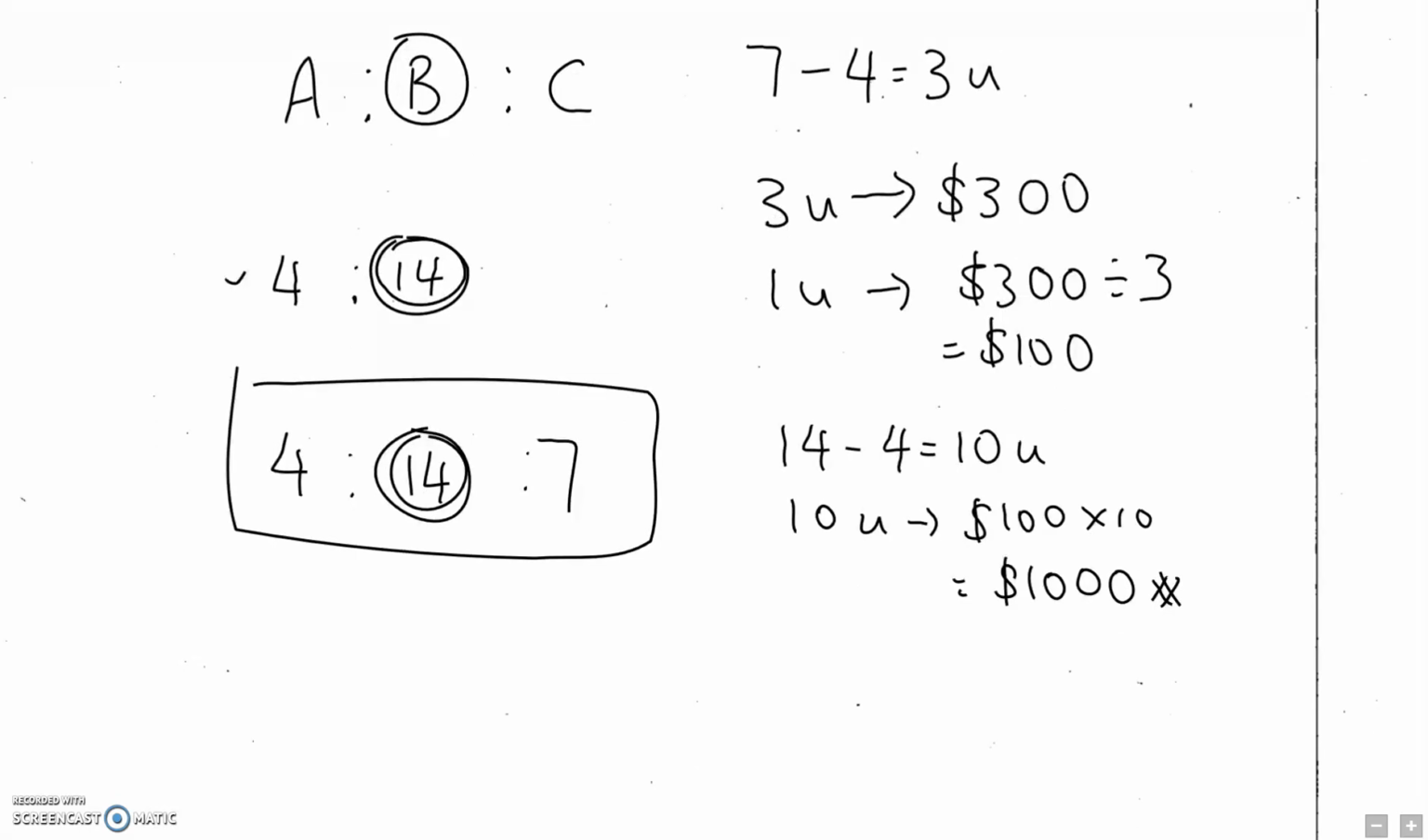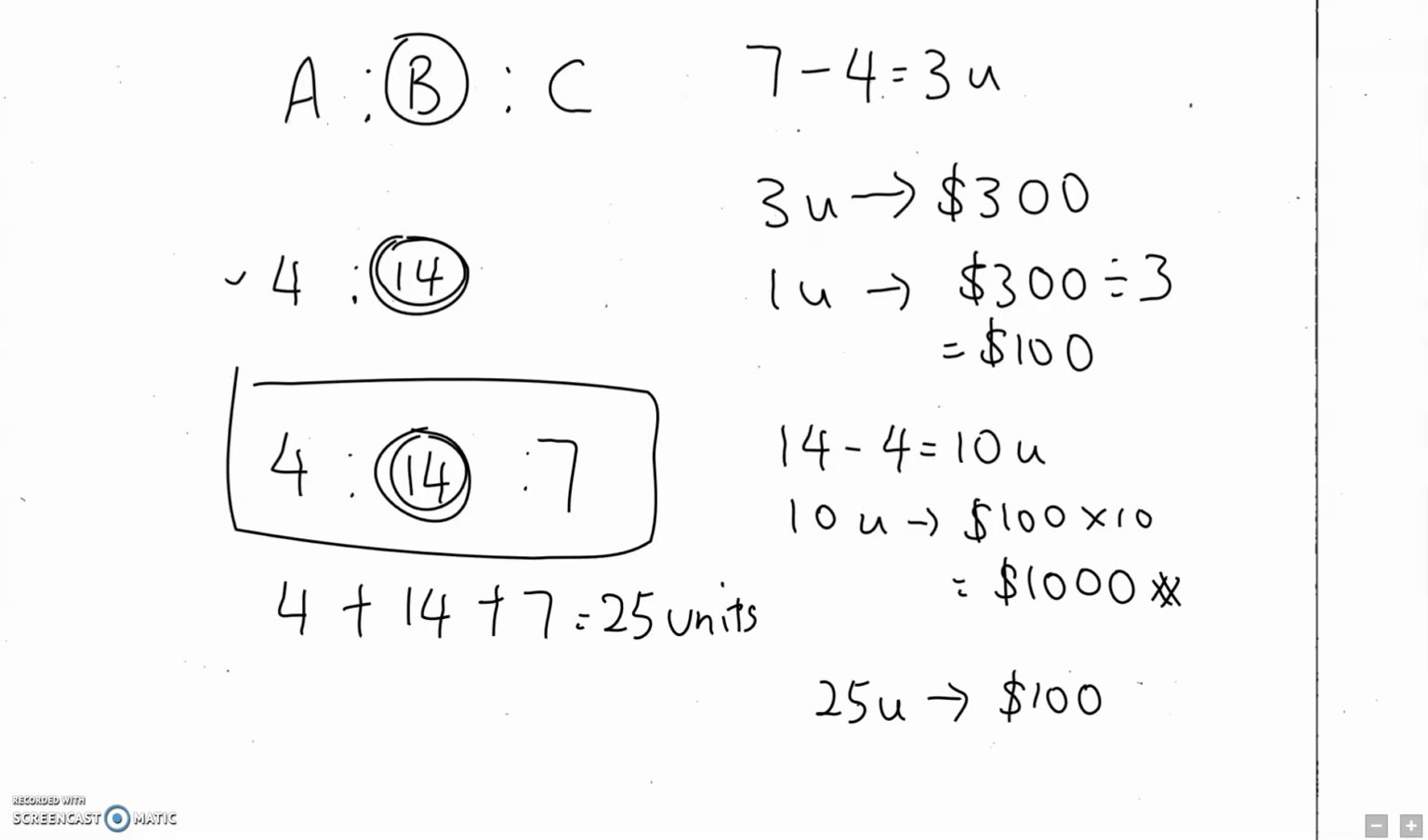Find their total savings. So you have got 4 units, 14, and you have got 7 units, which gives a total of 25 units. So part B, we want to find their total. All we need to do is to take 25 units, $100 per unit times 25, which gives you the answer 2,500. Part B of the answer.